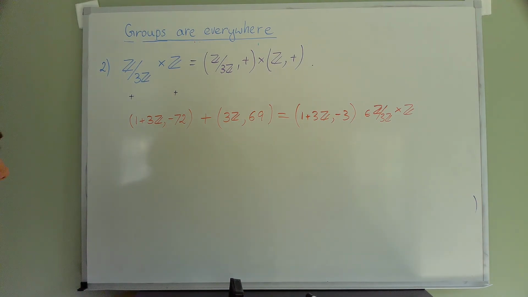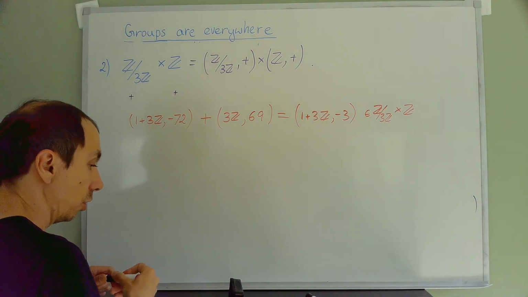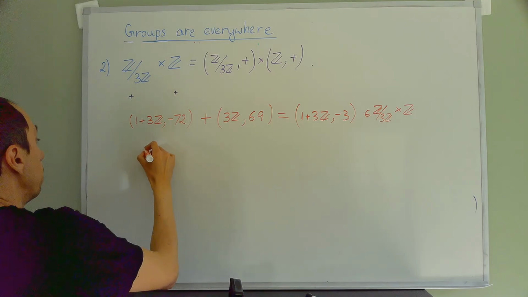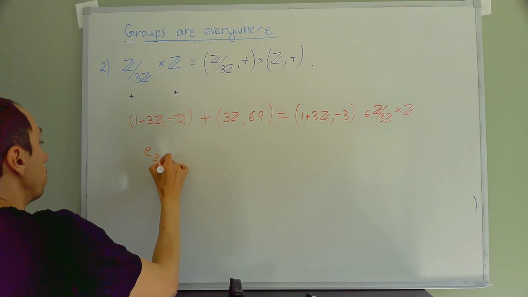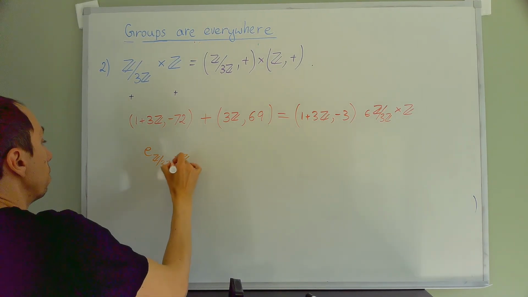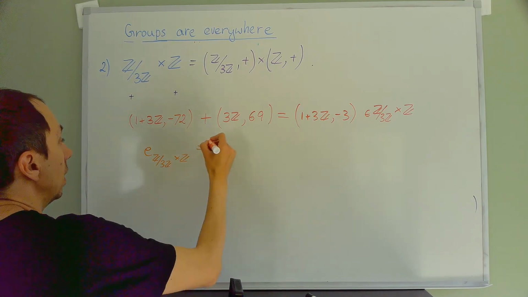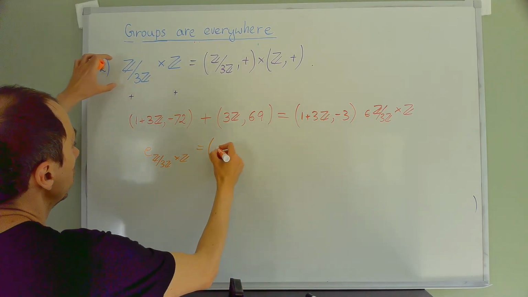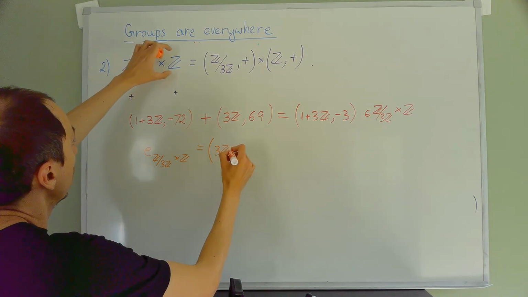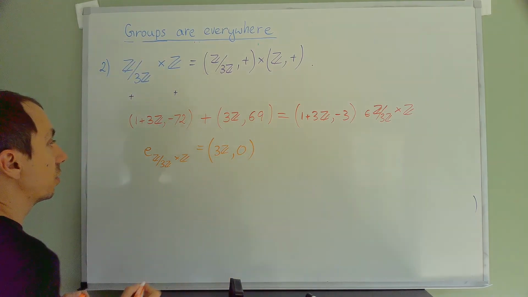What's the identity in this group? So e, what is it? Well, it's the identity here, so that's 3Z, comma, the identity here, so 0.